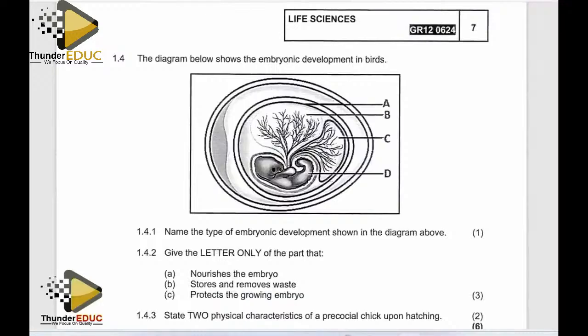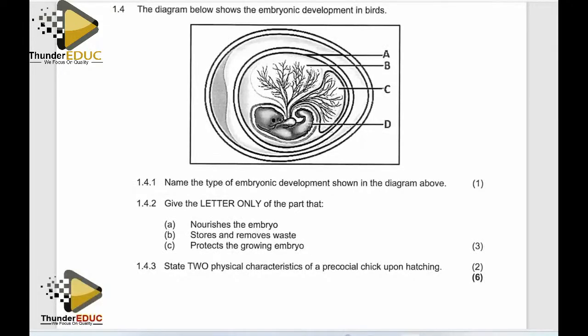Diagram below. Let's go to the next question. 1.1.1.4. The diagram below shows the amniotic embryonic development in the birds. Then the type of embryonic development shown in the diagram. In this case, it is an amniotic egg.